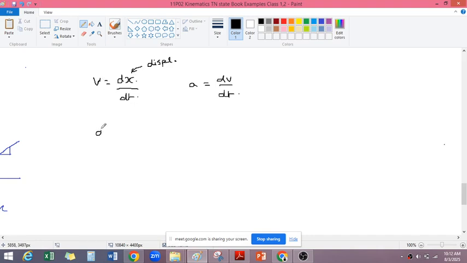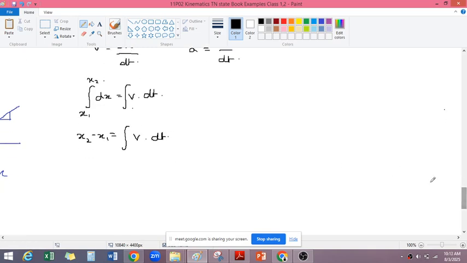So dt can come here. So dx is equal to v dt. If I want to integrate, I can integrate it on both sides. So this will be your x1, this will be your x2, right? So x2 minus x1 is equal to the integral of v dt. That's how you will get v is equal to u plus at.